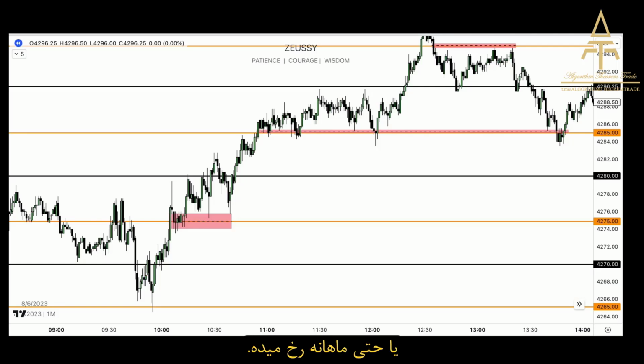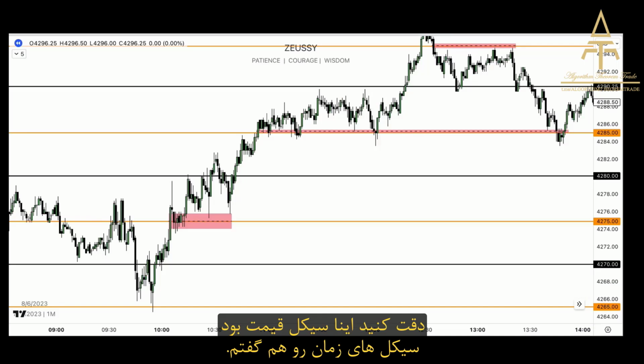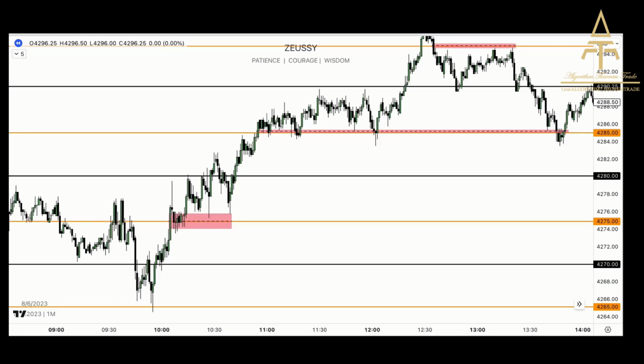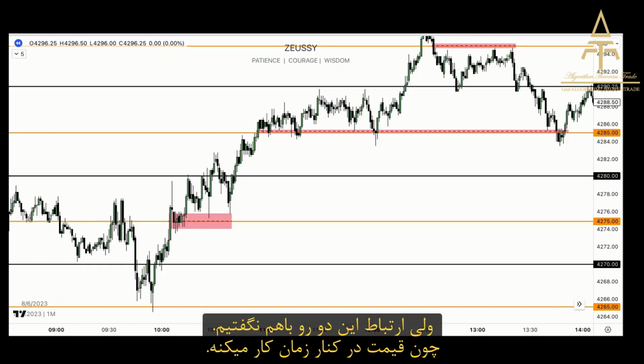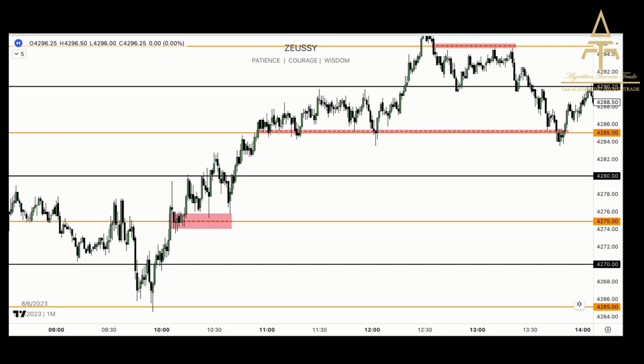And are you noticing that what we're discussing here are price cycles? We have discussed time cycles. We have discussed AMD. However, we did not discuss how time cycles relate to price cycles, because there are time and price cycles. So that is something that you're being introduced to now.